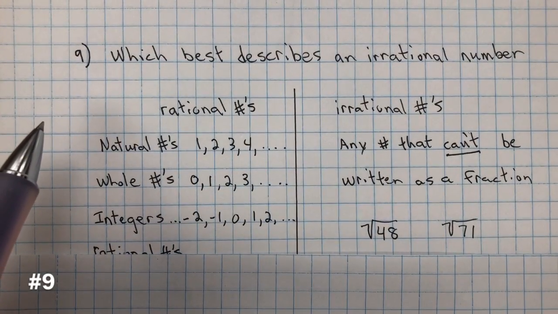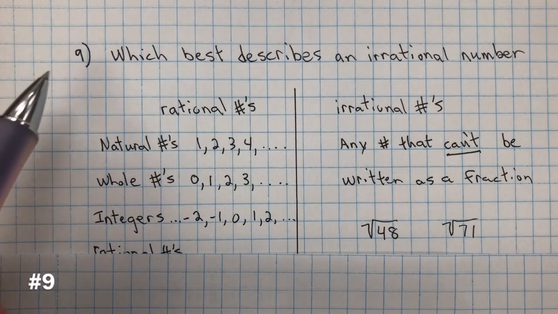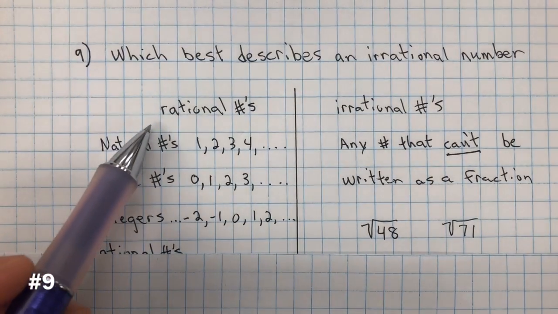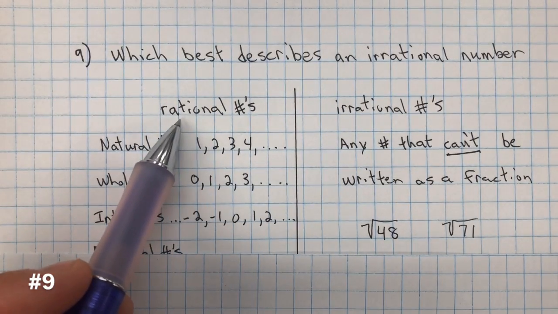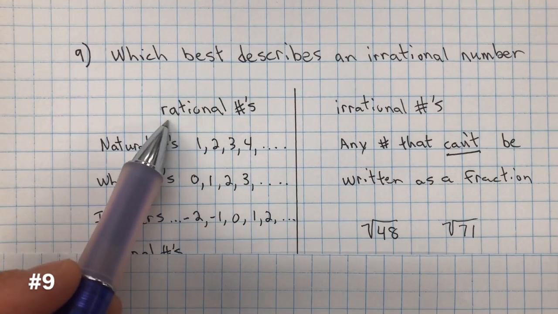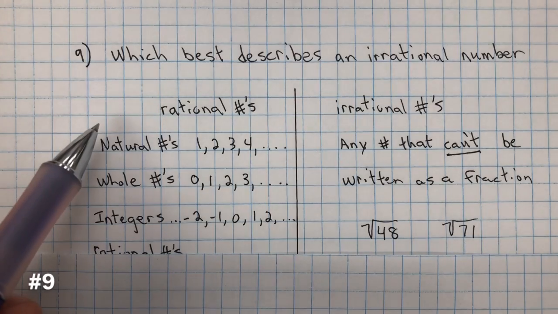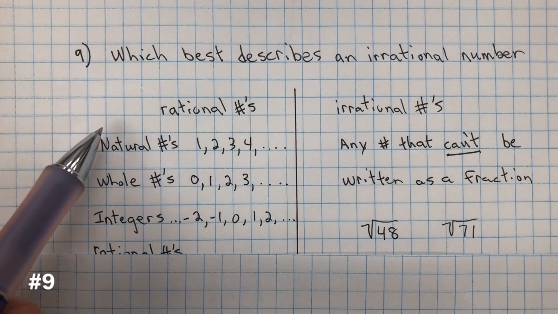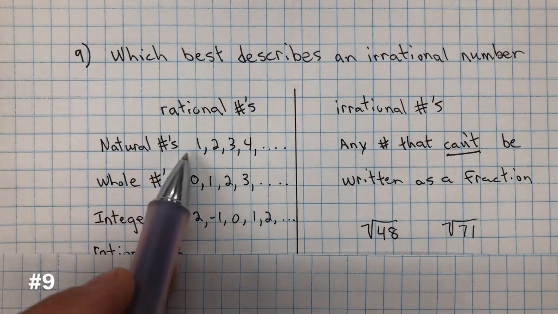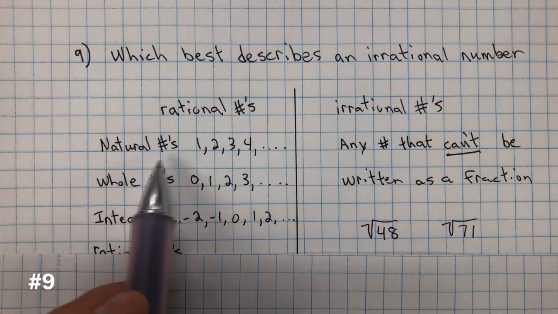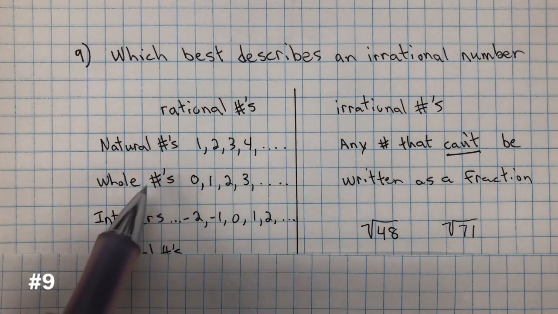For number 9, we need to determine which best describes an irrational number. Well, first I wanted to define what a rational number is. And if you look at the word rational, you see the word ratio, which means fraction. So any number that can be written as a fraction or a ratio would be a rational number. For example, 1, 2, 3, 4 natural numbers can all be written as a fraction. 1 over 1, 2 over 1, 3 over 1.